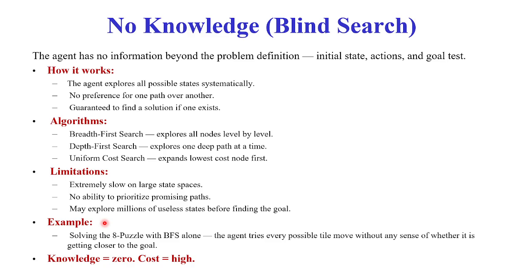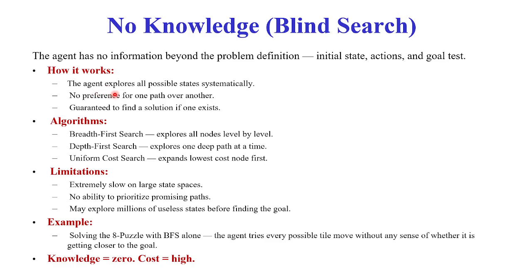Okay. First, we'll talk about the blind search, that is, no knowledge. This particular agent will use something called uninformed search or blind search strategies. So it knows only about the initial state, actions, and goal state. So how does it work?